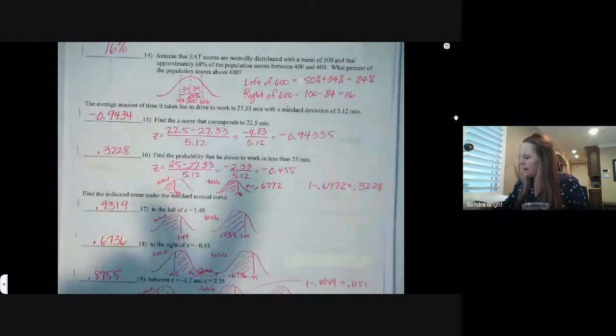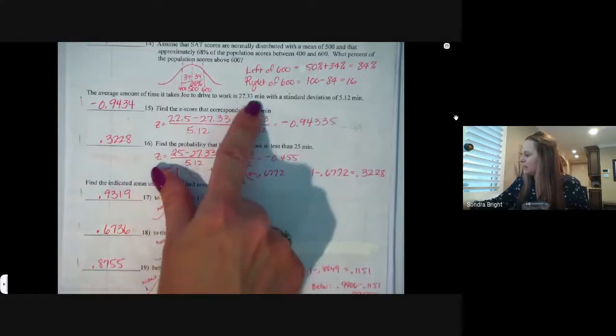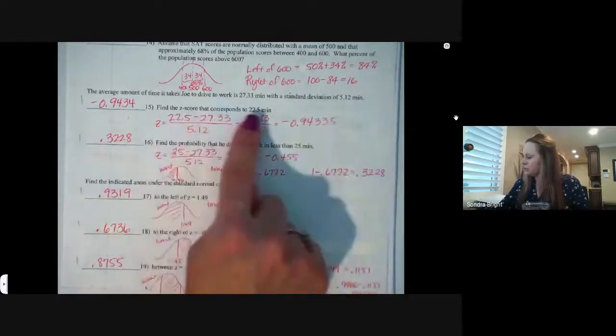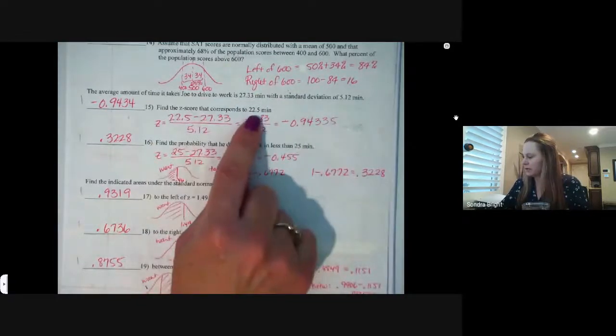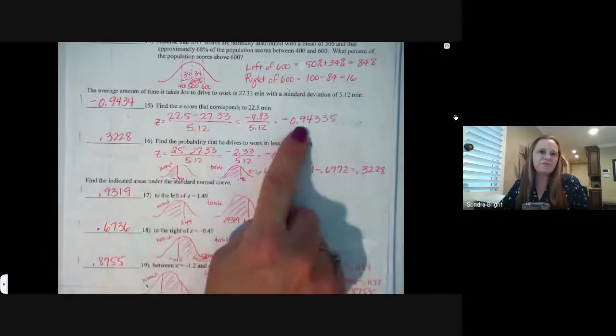All right, then the average amount of time it takes Joe to drive to work is this guy. So that's his mean, right? And with a standard deviation of 5.12, find the z-score that corresponds to 22.5 minutes. So you take the actual time we're trying to figure out the z-score for, 22.5, minus the mean, divided by the standard deviation, and you get negative 0.94335. So I rounded to 34.